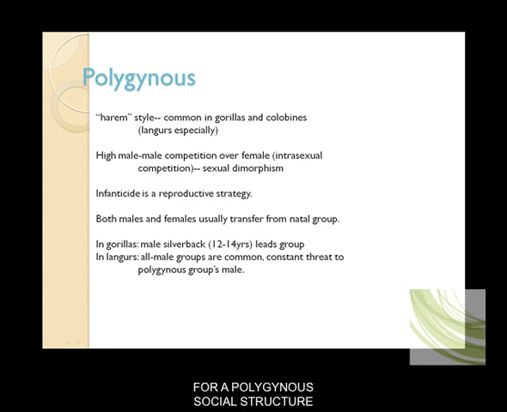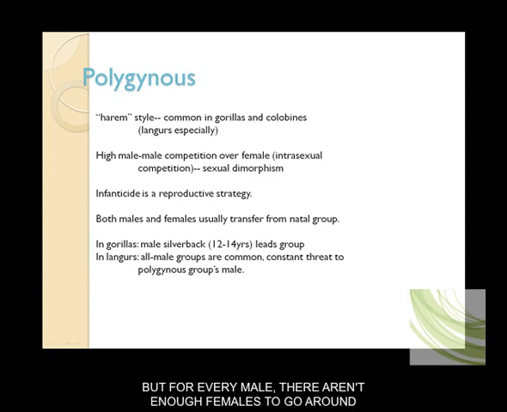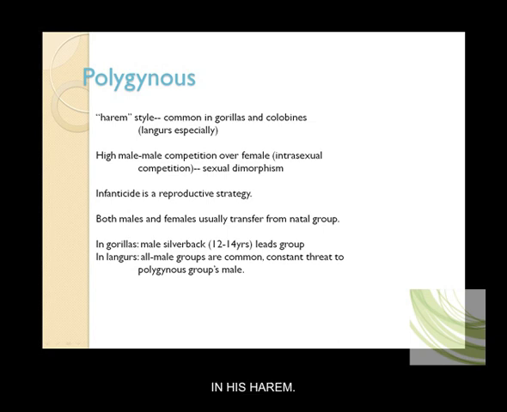For a polygynous social structure where you have one reproductive male and several females, there's a high degree of male-male competition for females. This is called intrasexual competition because it's competition within one sex. And this leads to sexual dimorphism because the biggest, strongest males are the ones who are able to hold on to a group of females. Part of the reason this is the case is because the ratio of infants who are born is still approximately 50% male, 50% female. But for every male, there aren't enough females to go around since one male has anywhere from 3 to 6 females in his harem. So there's a lot of competition to get a group of females.